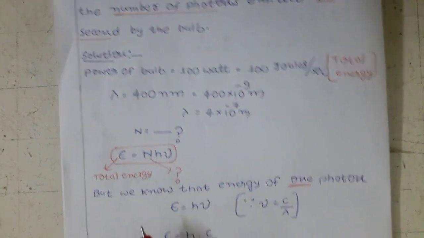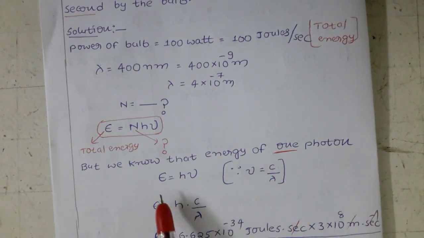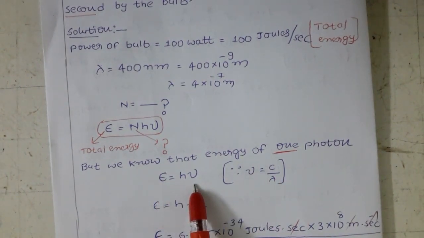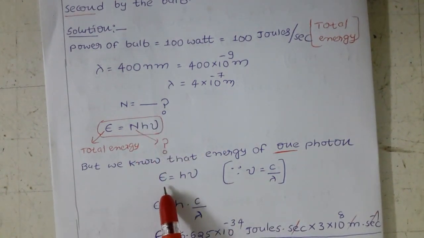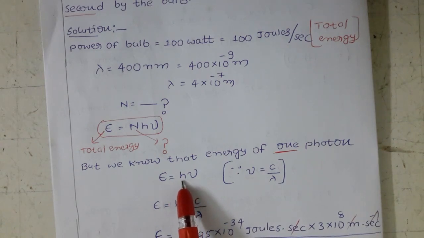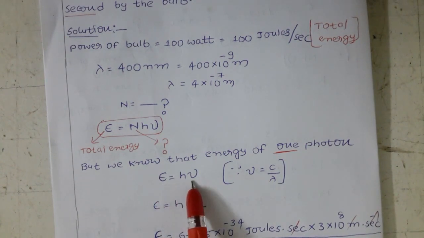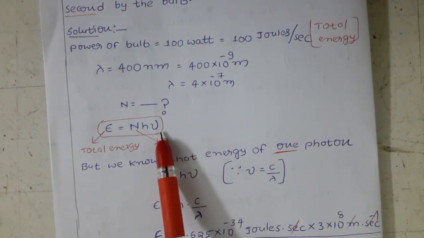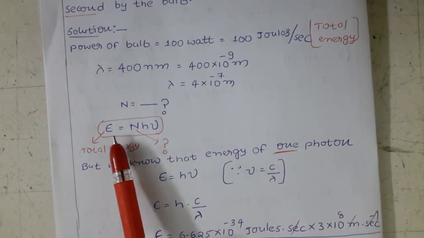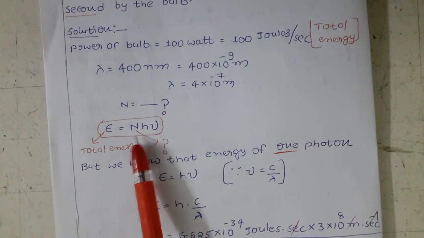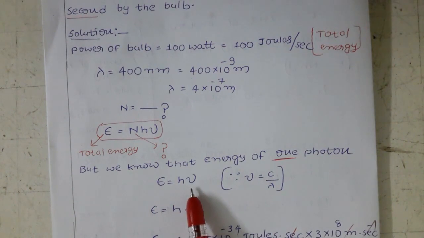Now, we know that energy of one photon is equal to h mu. So simply what I am doing: I want this value, so I take the relation E equal to h mu, and whatever value comes, I will substitute in this. Once I get this, we already have the data E, so we can calculate n. So energy of one photon is equal to h mu.